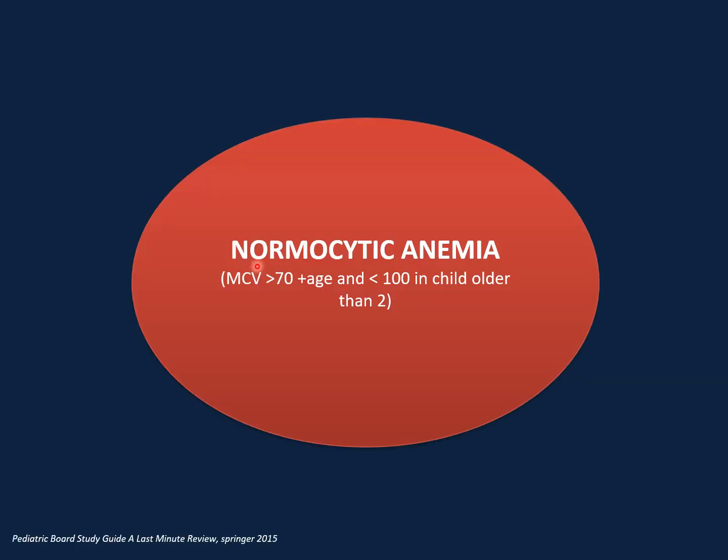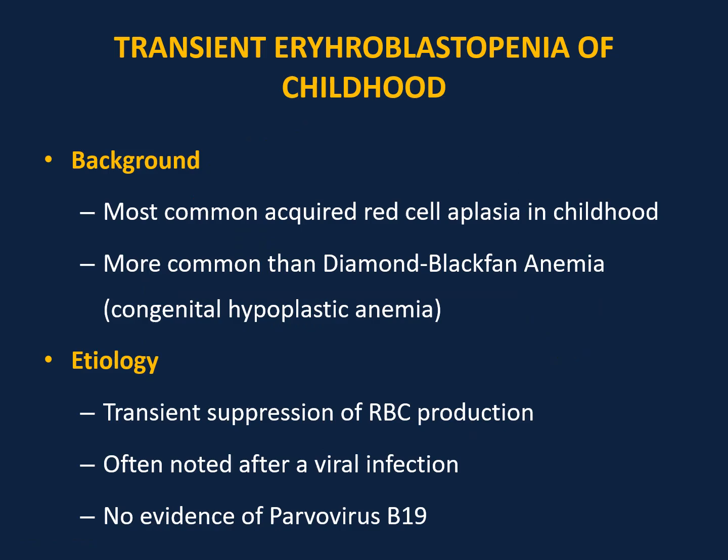We'll start a new section: normocytic anemia. Normocytic anemia means MCV is more than 70 plus the age and less than 100 in a child older than 2 years of age. The first disease we'll discuss in normocytic anemia is transient erythroblastopenia of childhood.